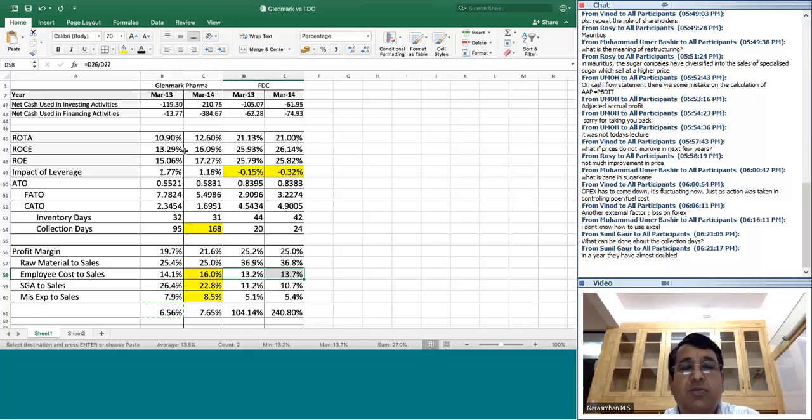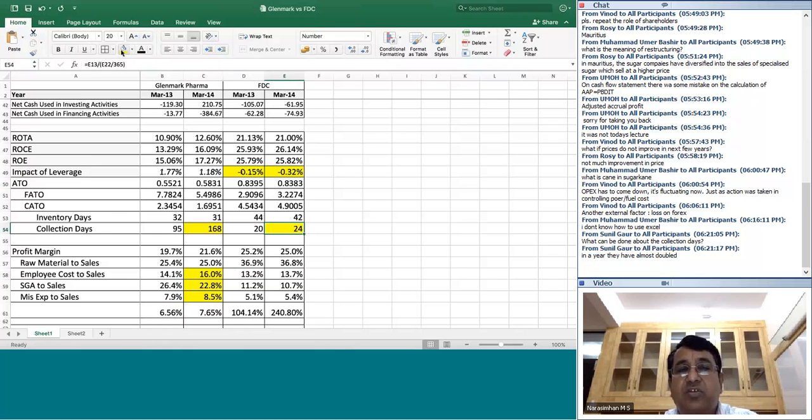The second observation which we are having is that this particular company, FDC, has certain strong areas. What are the strong areas? This company is having a better asset turnover ratio, 0.83 compared to 0.58. Particularly, this is the most important strong area for this company. The collection days. They are able to collect money from the customers much faster compared to the Glenmark.